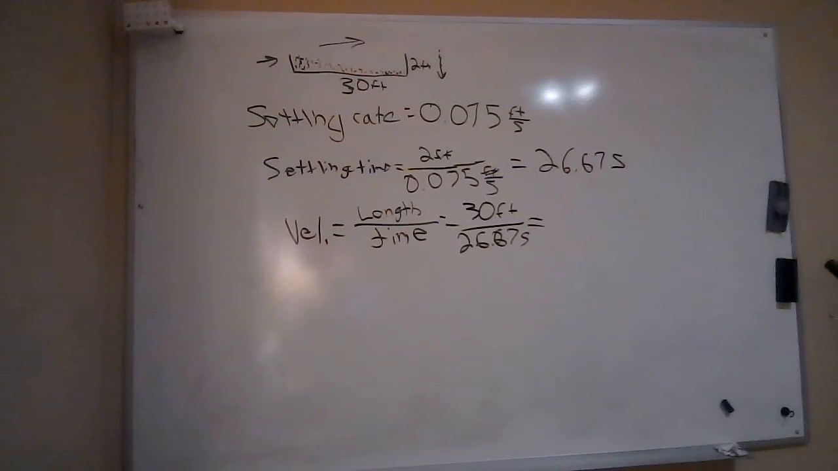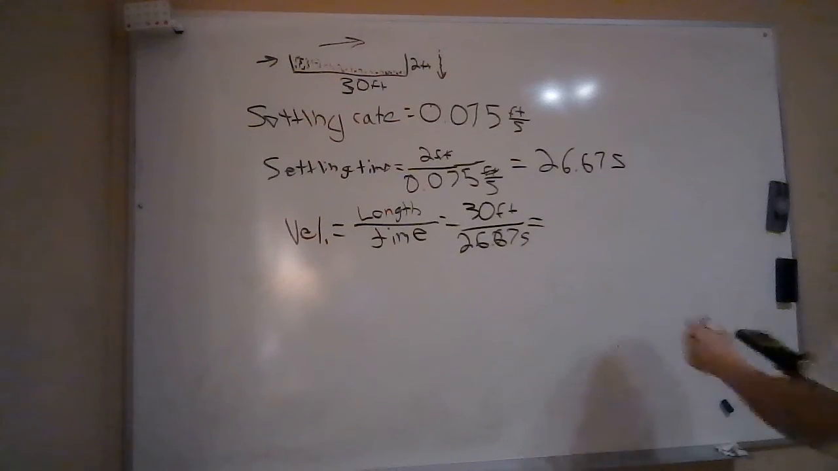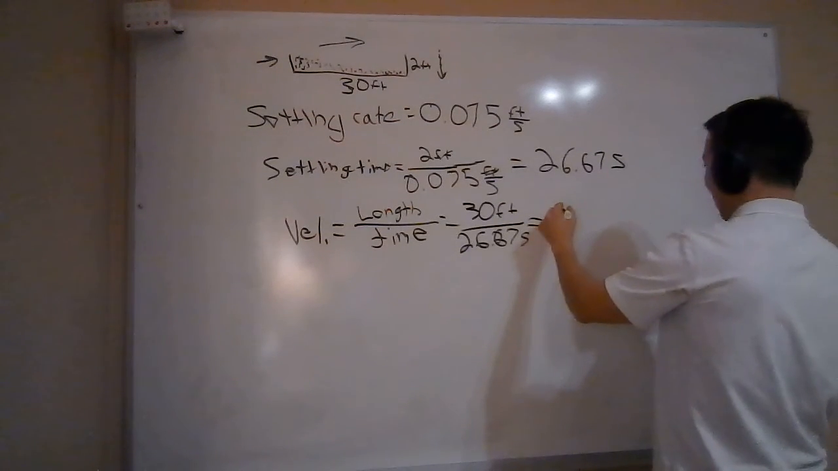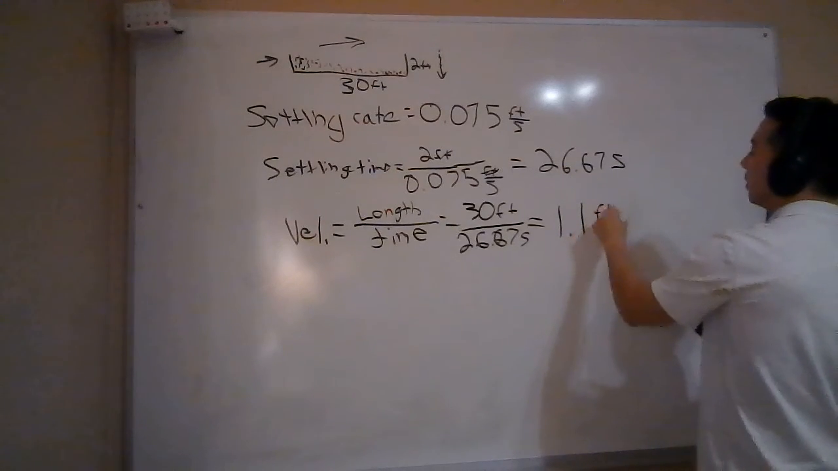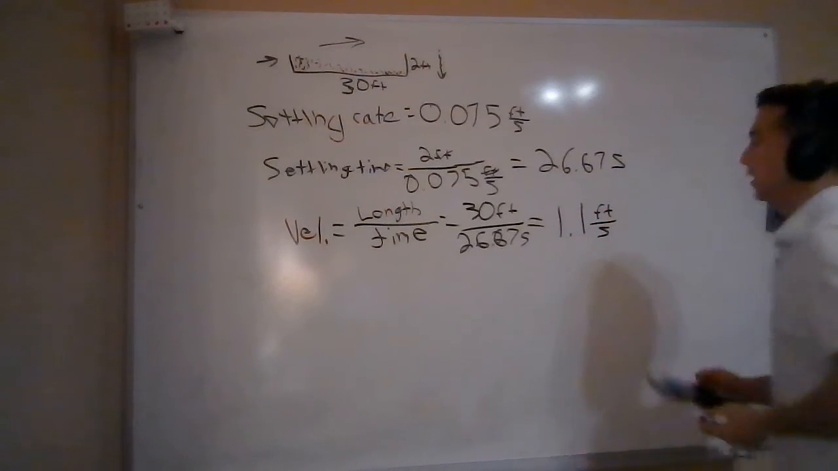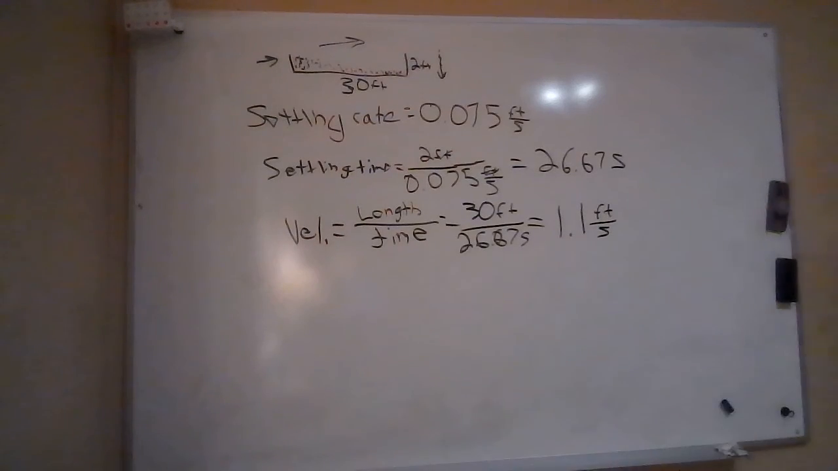So now I pull out my handy dandy calculator. 30 divided by 26.67, and that gives me a maximum velocity of 1.1 feet per second. So let's think about this logically now, okay?